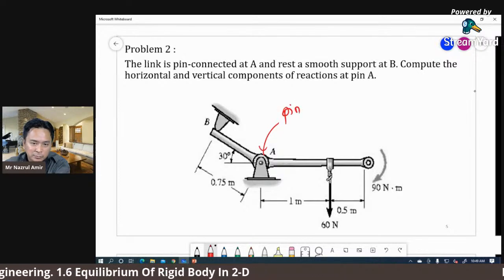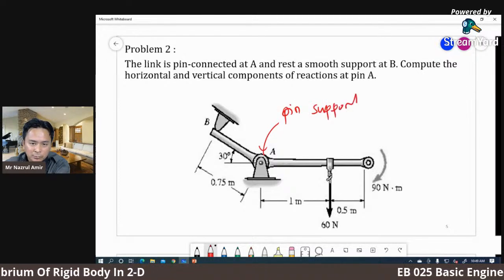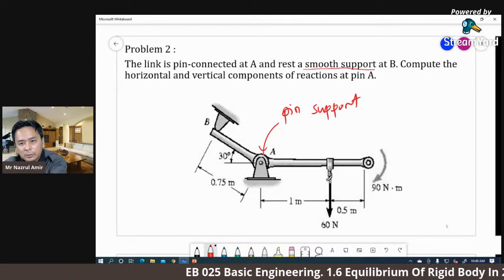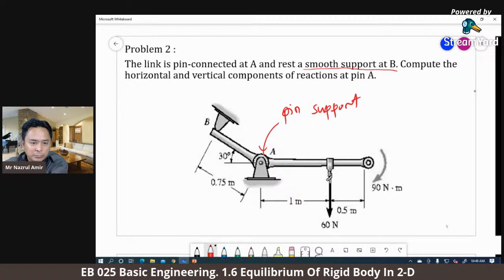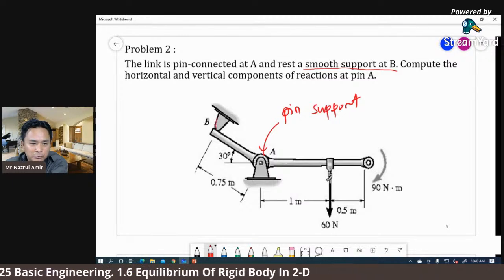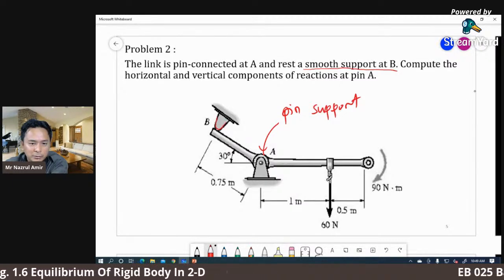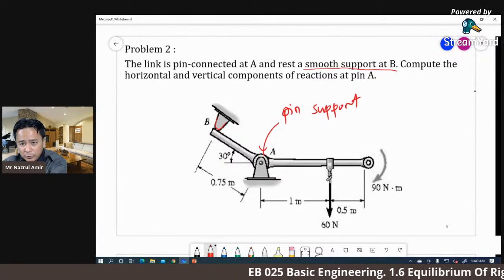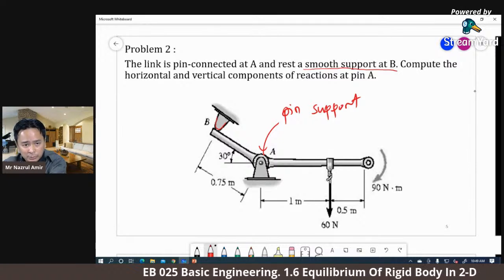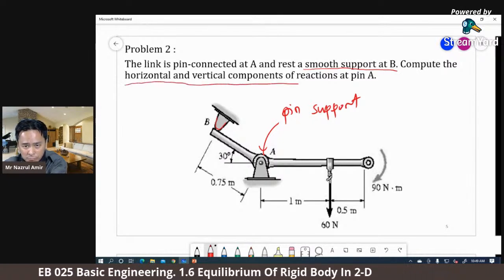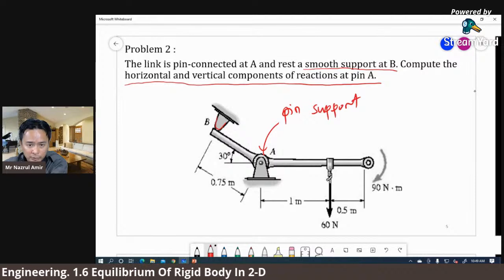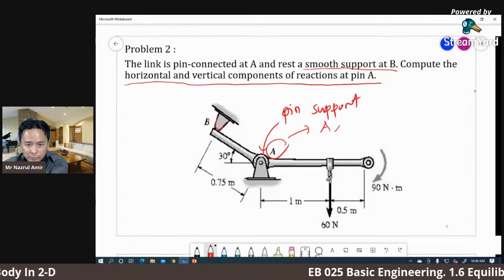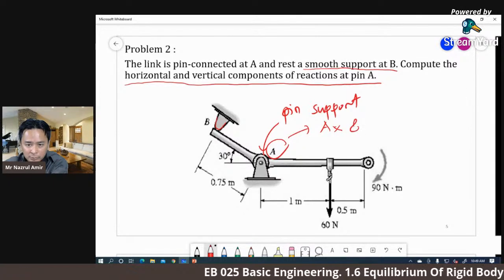So we use a pin support, and then a smooth support at B. Where is B? B is here. So B uses a smooth support, a smooth contacting surface, so it will produce one unknown. So with B as a smooth support, compute the horizontal and vertical components of traction at A. So you need to find, at this point, the unknown forces Ax and Ay.